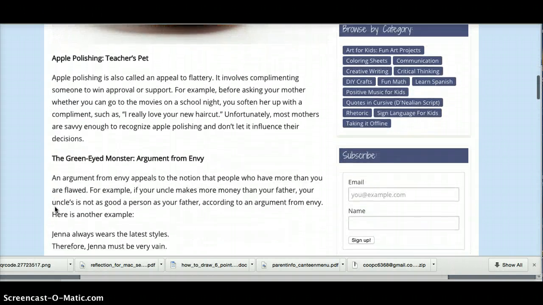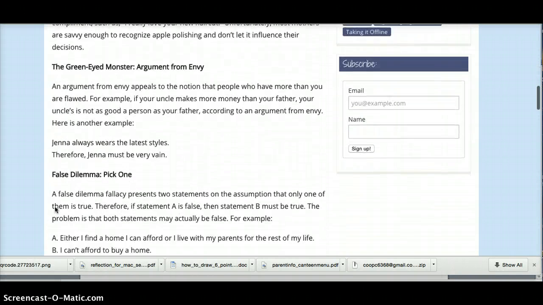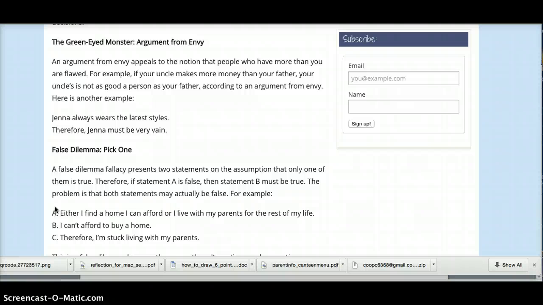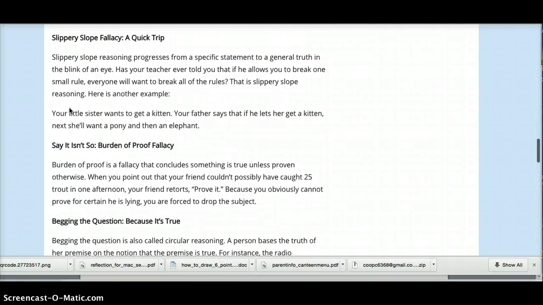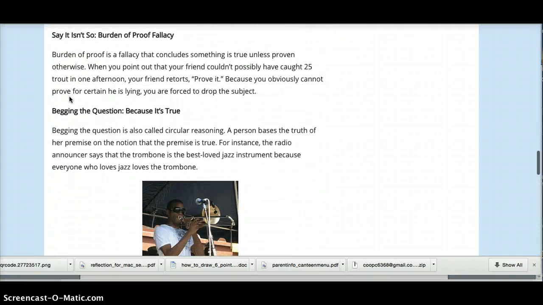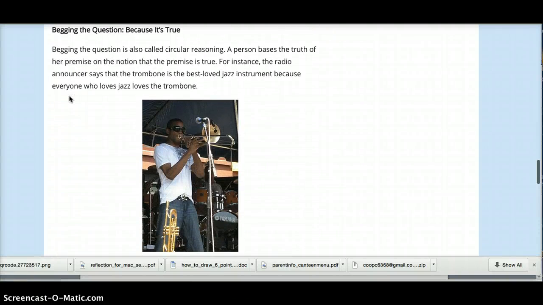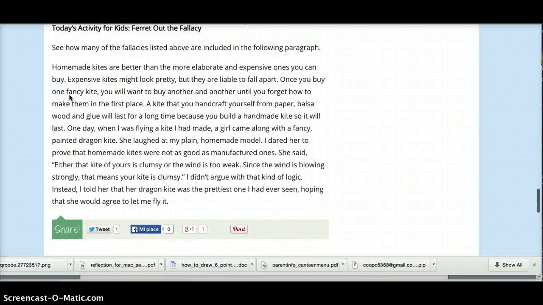Just a quick recap, you have the apple polishing, arguments from envy, a false dilemma, a slippery slope, a burden of proof, and begging the question. So try and find examples of all of those in this paragraph.